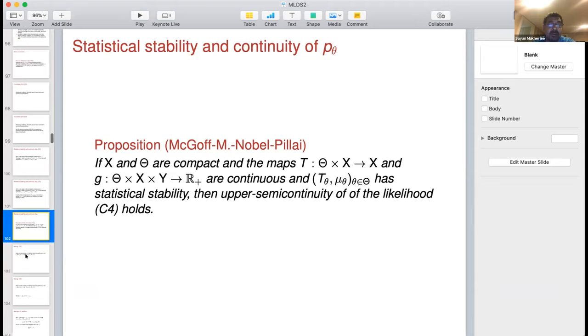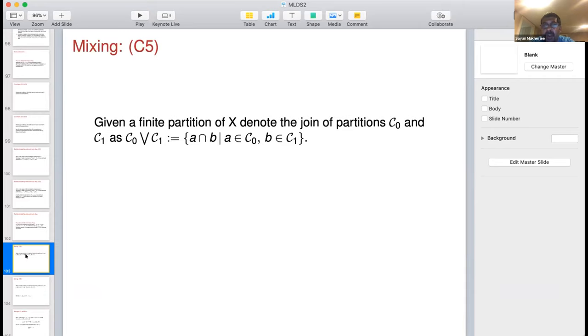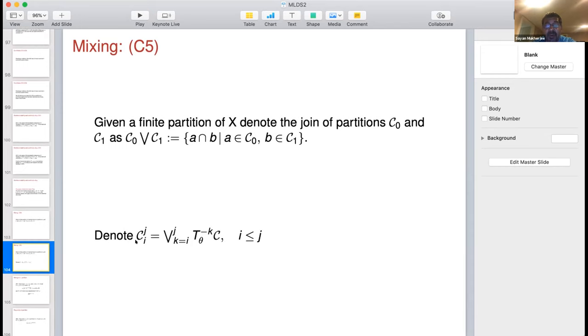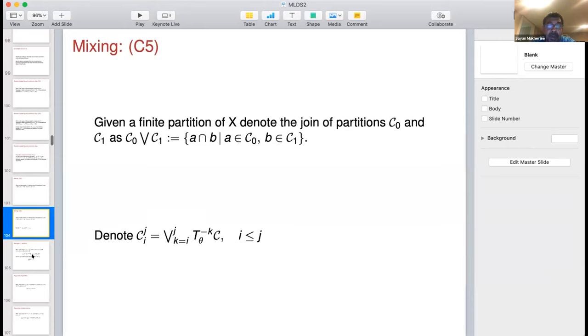Now there's a really important concept in dynamics, and I'll get back to versions of this, called joins or joinings. If I give a finite partition of X, I describe the join of partitions C0 and C1 as C0 wedge C1. Then you can construct the sequence of joins going back in time. These are my partitions, and this is going to act very much like the measure, and I'm going to need this to mix.